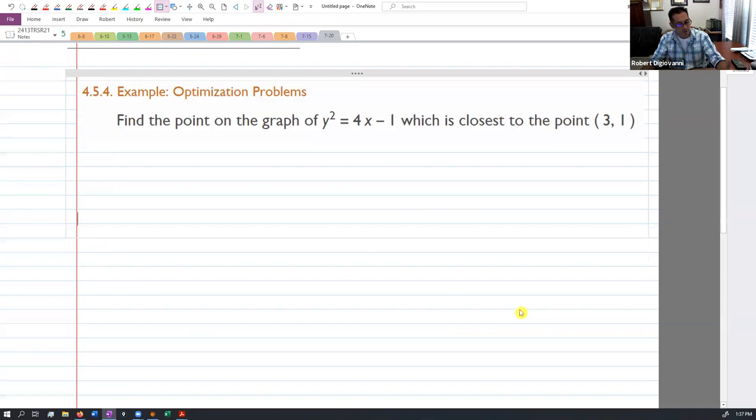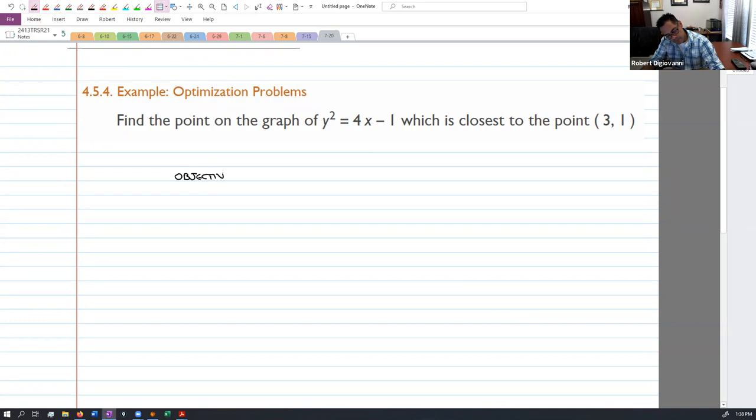So what's the objective here? What do you think? I'm thinking the objective, we want to find the minimum distance from the function to the point (3, 1). Minimum distance from the parabola to the point (3, 1). That's what we want, right? We want to find the minimum distance from the parabola to that point.